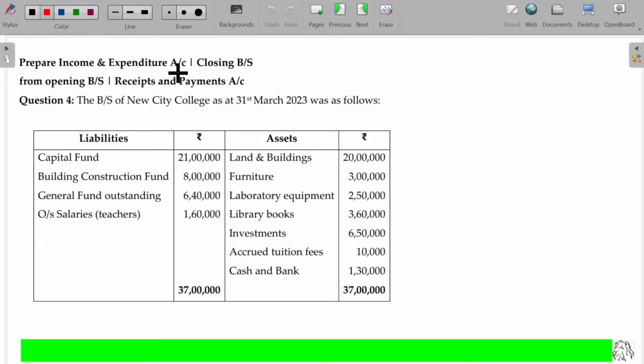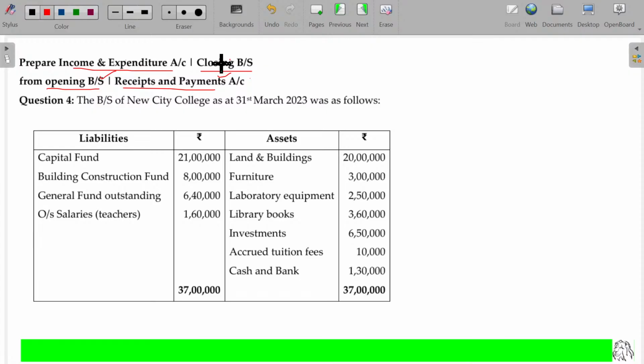Prepare income and expenditure account as well as closing balance sheet from the opening balance sheet as well as receipts and payment. So we have been given the opening balance sheet as well as receipts and payment. From that you have to prepare income and expenditure as well as closing balance sheet.